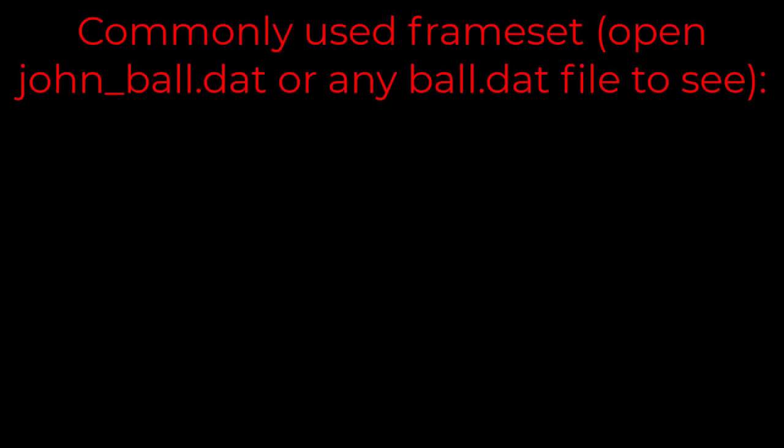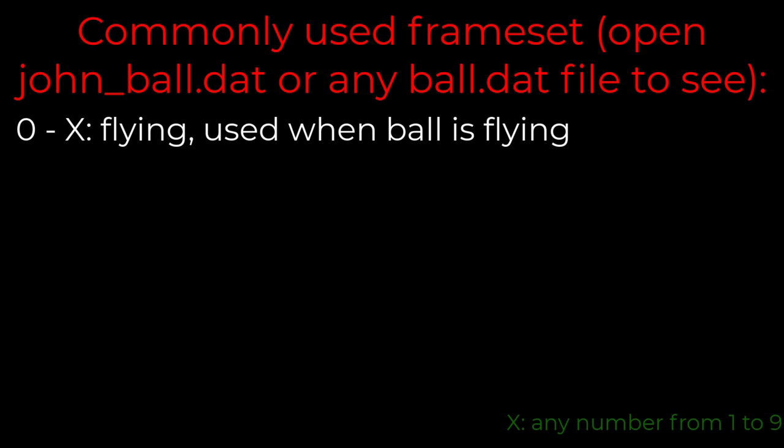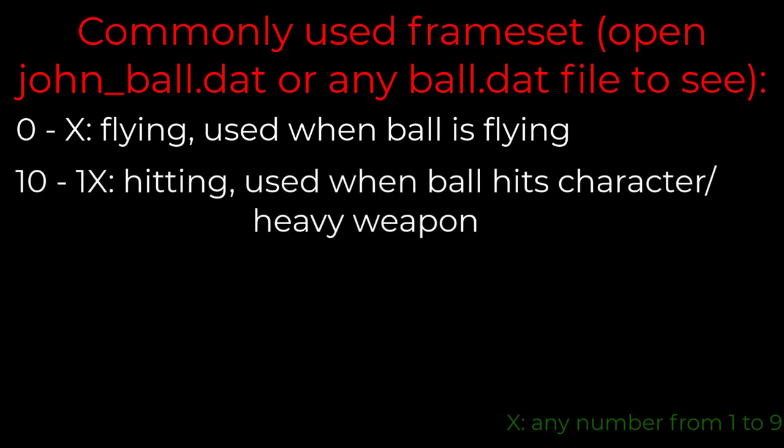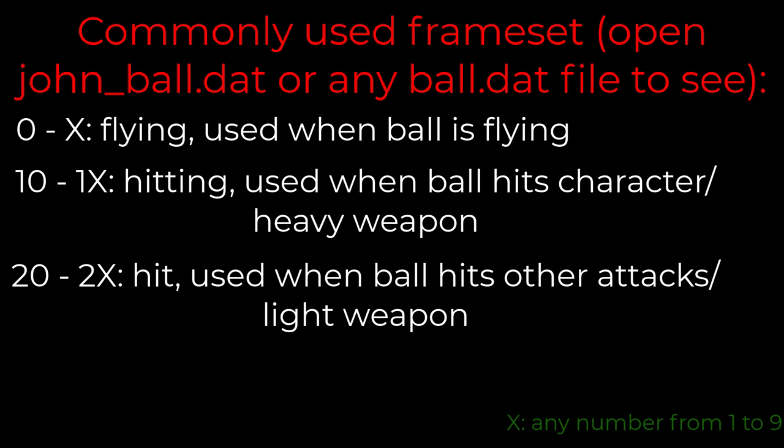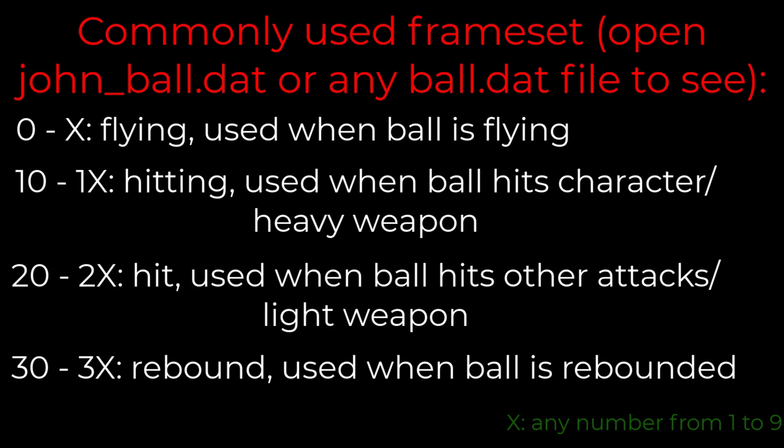Now I want to talk a bit about the commonly used frameset for attacks. Frame 0 to frame X, where X is any number from 1 to 9: Flying. These frames are used when the ball is flying. Frame 10 to frame 1x: Hitting. These frames are used when the ball hits a character or a heavy weapon. Frame 20 to frame 2x: Hit. Used when the ball hits a light weapon or another attack. Frame 30 to frame 3x: Rebound. Used when the ball is rebounded, normally by Chon's shield. The rest of the file varies a lot between different balls or attacks, so I won't go too deep.